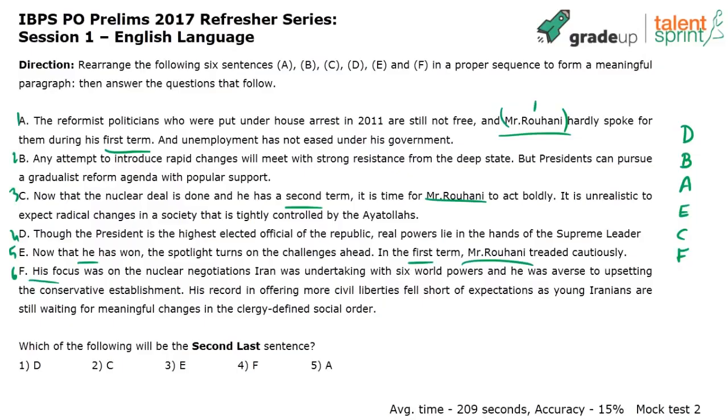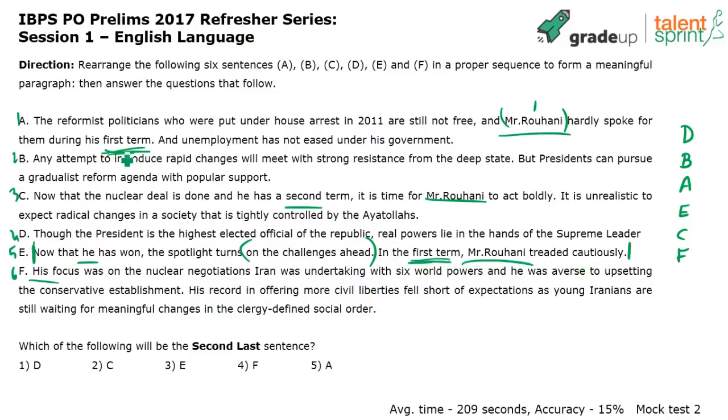So somebody says D, a lot of you others are saying A. But if I look at all of these contexts, the context that is introducing Mr. Rohani, even if it says now that he has won, the spotlight turns on the challenges ahead. That's another phrase that I need to keep in mind because I've looked at some challenges that have been explained in the context. In the first term, Mr. Rohani treaded cautiously. How did he tread cautiously in the first term? Again, I have first term. I'm going to move to A. And then it says before that, treaded cautiously.